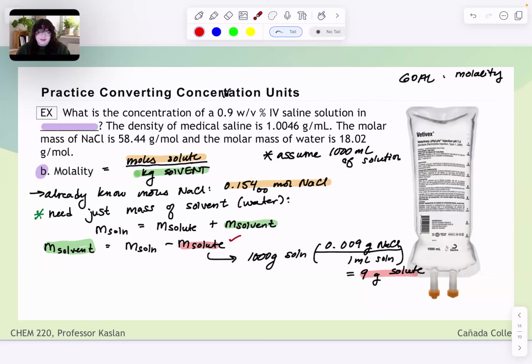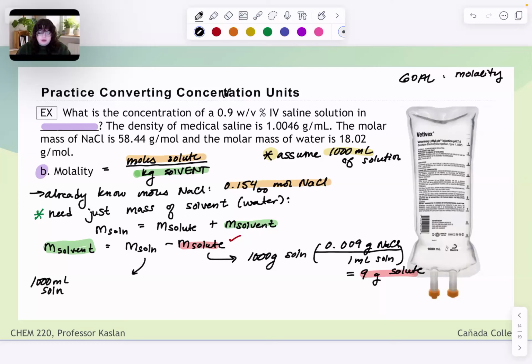Let's go back to the problem. I need to now figure out what I know about the solution. So first and foremost, I have what I assumed about the solution, right? So I know the volume of solution. I know that we have 1,000 milliliters of solution.